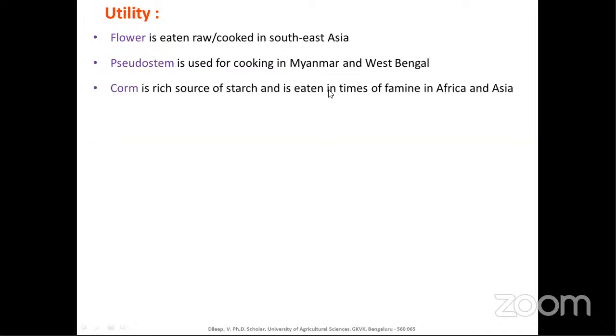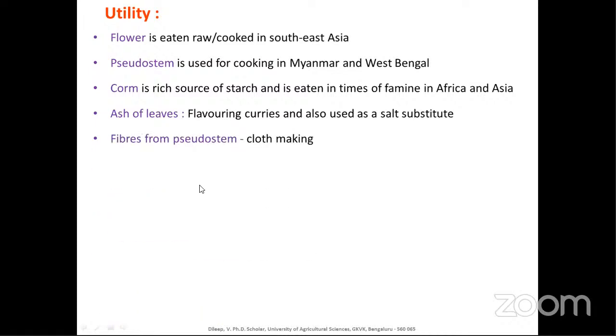And the corm, the rhizome, is a rich source of starch, and it is eaten in times of famine in Africa and Asia, because it's a reserve of starch that gives strength to the development of new plants. Hence, it is a mine of calories and good carbohydrates. The ash of leaves was used to flavor curries and also as a salt substitute. And fibers from the pseudo stem and from the leaf are used for making cloths.